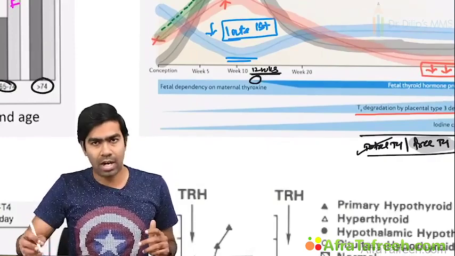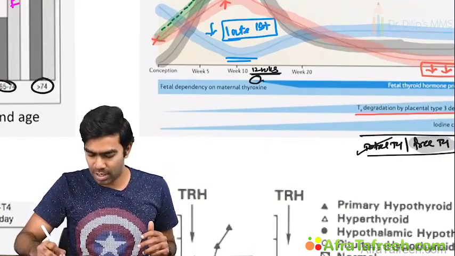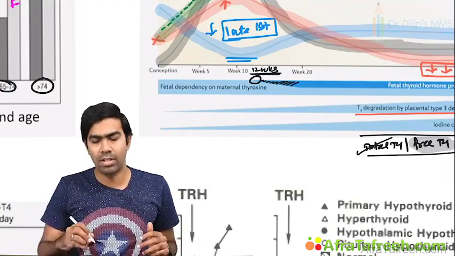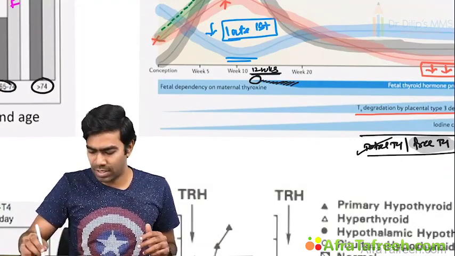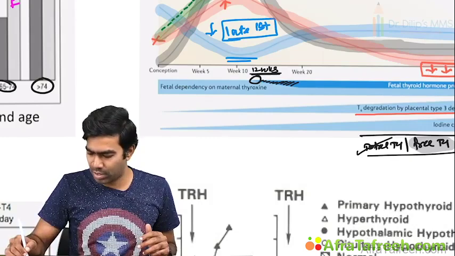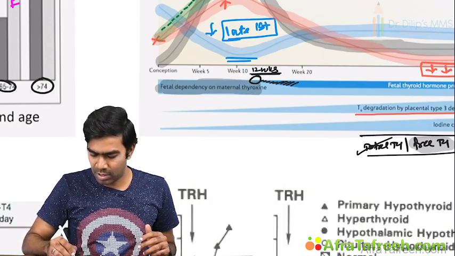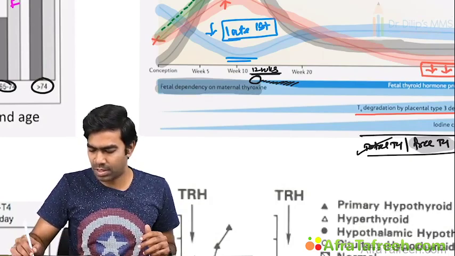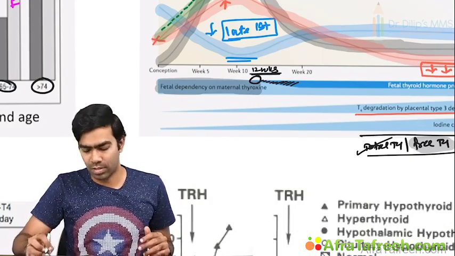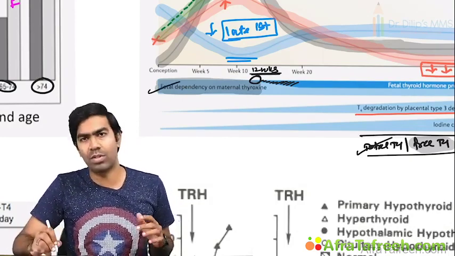So the thyroxine production of the fetus starts by around 12 weeks. Till that time, the fetus is completely dependent on the maternal thyroxine. 100% dependent on the maternal thyroxine. So which means this is a very crucial period. The first 12 weeks, this is an organogenesis period, very crucial for the growth of the brain.